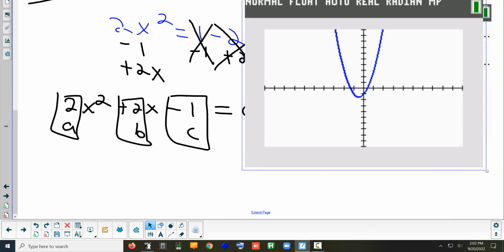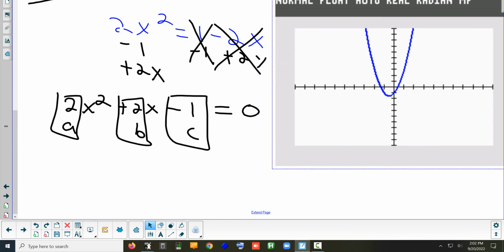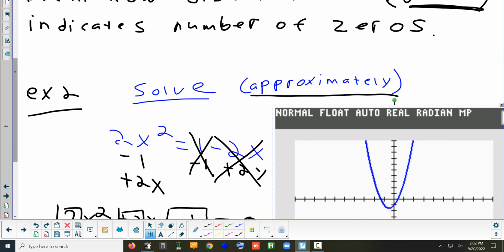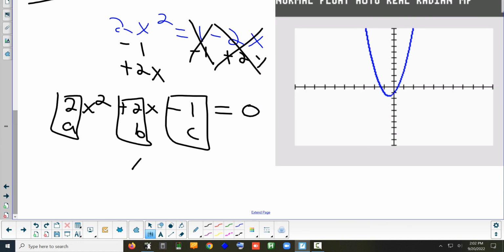So the quick question I can answer is, how many times does it cross the x-axis? 2 times. Okay, so that I know. But they want to know not just how many times, they want me to solve it. That means they want to know where it crosses, approximately. So we're going to get 2 answers. Call them x1 and x2.